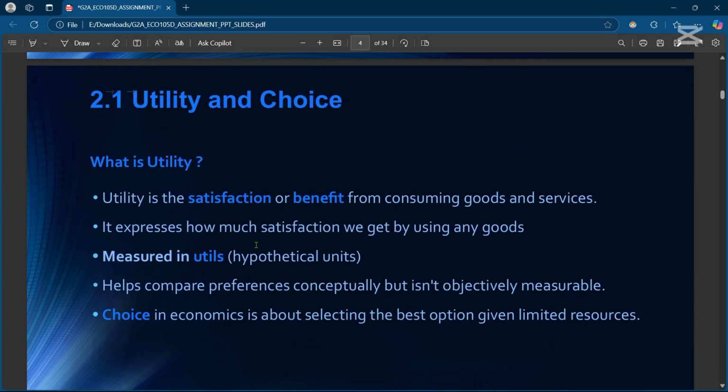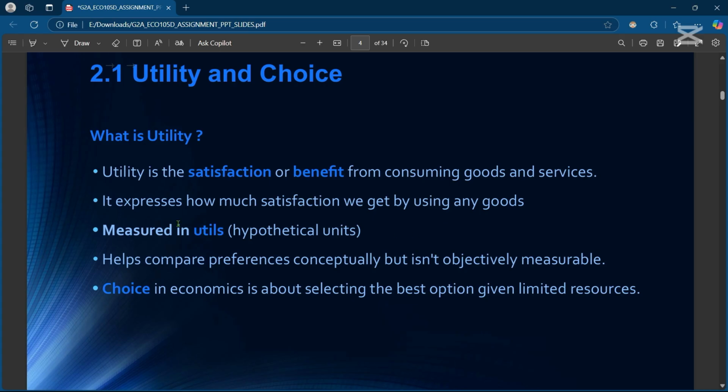I'm starting the chapter with utility and choices. What is actually utility? Informal definition: the term utility refers to the satisfaction or benefit that a person derives from consuming goods or services. Every consumer makes choices based on utility, aiming to maximize their overall satisfaction within their limited resources. It mainly expresses how much satisfaction we get by using any goods, and it's measured in utils, which is a hypothetical unit.